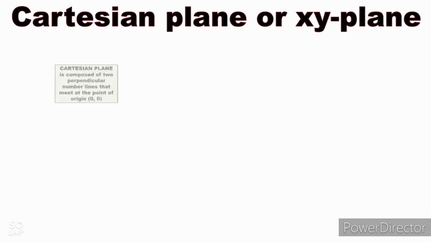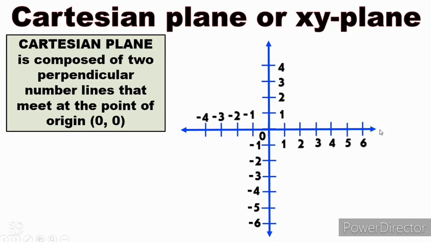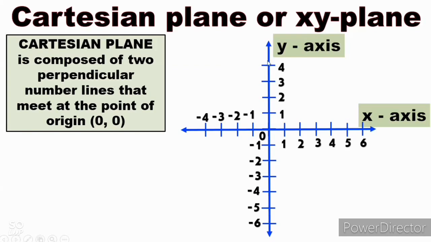Okay, so let's start. Cartesian plane or XY plane is composed of two perpendicular number lines that meet at the point of origin 0, 0. Okay, so meron tayong number lines, dalawang number lines. One is the vertical number line and the other one is the horizontal number line, which is ito yung tinatawag nating x-axis. Yung vertical number line, yun yung tinatawag nating y-axis.